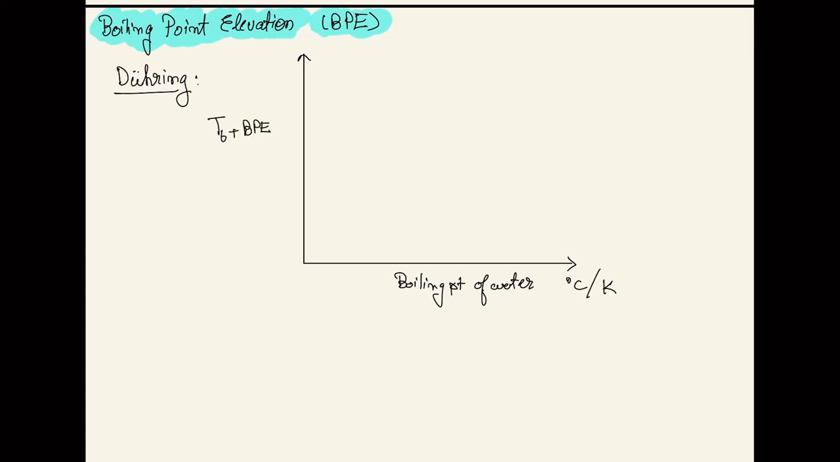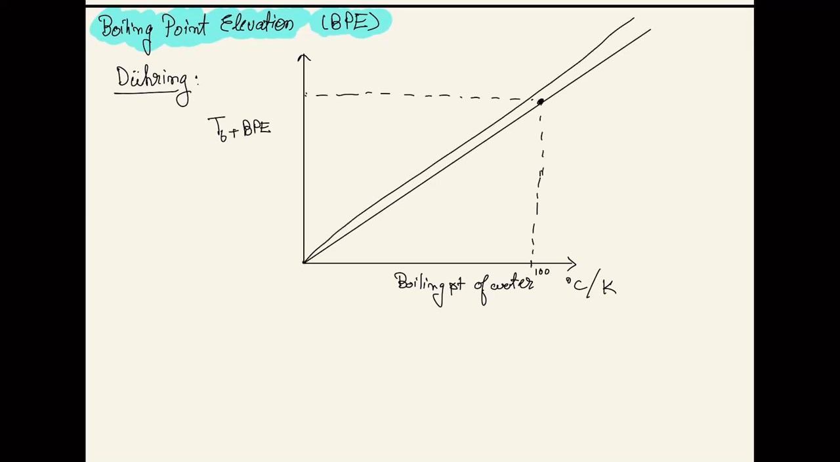So let's say this is the value of 100, and water is boiling at 100 degrees Celsius when it has 0% concentration of any solute in it. All right, it will be boiling at 100 degrees Celsius. Now I try to put some salt in it, its boiling point will go up. So this 100 is now say 101 or 102, something like that. Now I further increase it.